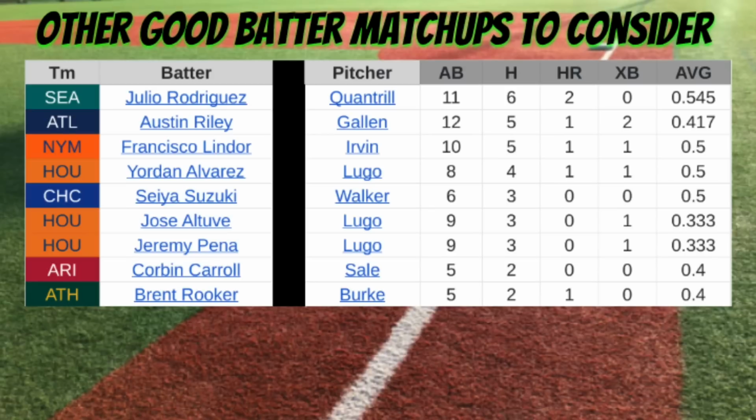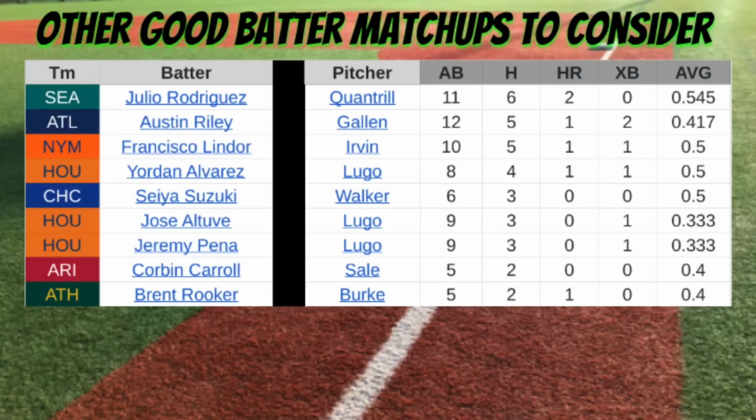Austin Riley versus Zach Gallen. Riley has at least recorded a hit in 15 of his last 18 games. Francisco Lindor versus Jake Irving. Look at that, 10 at-bats, 5 hits, a home run, a .500 batting average. And Lindor is on fire. 19 of 21 games with at least a hit. Yordan Alvarez versus Seth Lugo. Alvarez recorded a hit in 10 of his last 13 games.